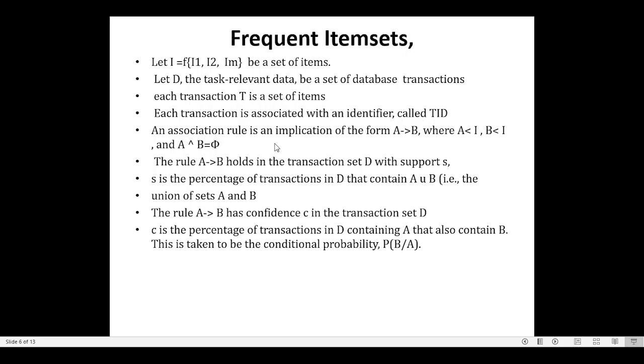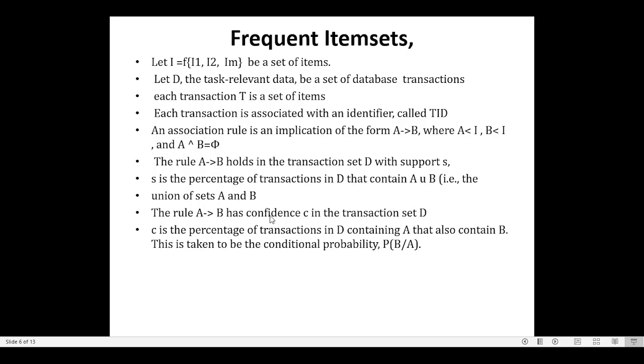An association rule is an implication of the form A implies B, where A is a subset of I, B is a subset of I, and A intersection B is equal to null. So the rule A implies B holds in the transaction set D with support S. S is the percentage of transactions in D that contain A union B.